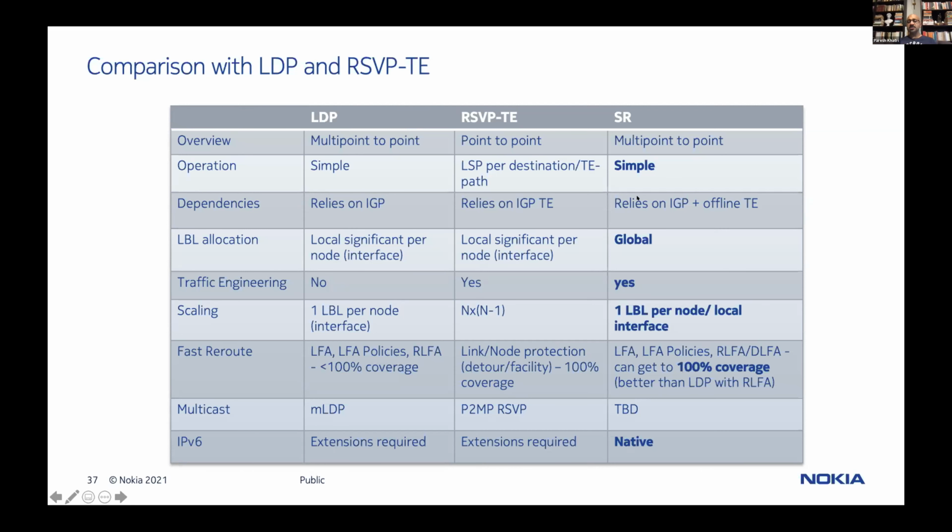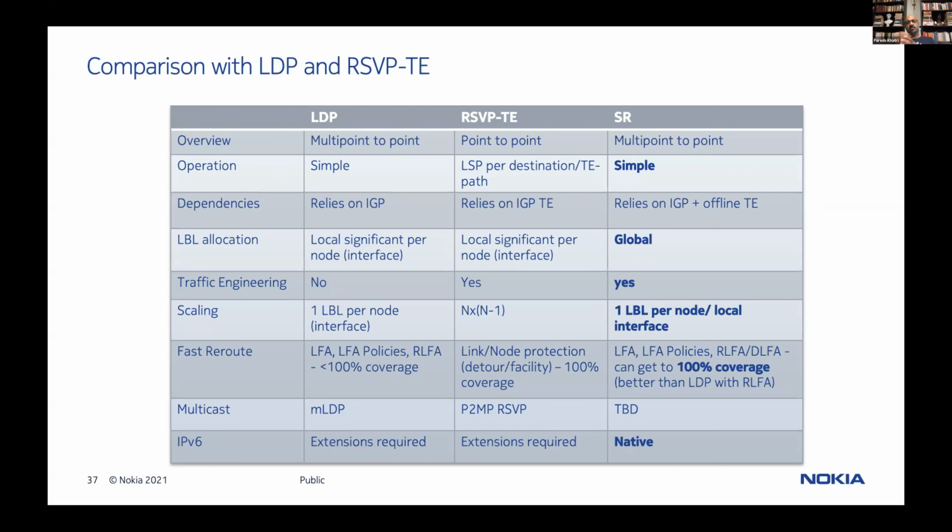Now the operation is actually simple in this context, because all you're doing is turning on your segment routing extensions on your IGP. In terms of dependencies, it does rely on the IGP, of course, because the IGP is needed for the shortest path forwarding plus the advertisement of the segment information. Our label allocation in this case is global, as I mentioned, and this is key to it. We can do traffic engineering. The number of labels is also limited, right? We're doing one label per node or local interface.